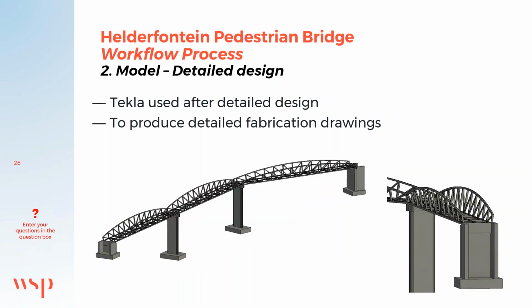The second part of the model process consists of detailed design. Tekla was utilized after the detailed design phase, and this is to produce detailed fabrication drawings. Here you can see two snippets of the Tekla model. From this model, 2D drawings can be outputted from which members can be fabricated.